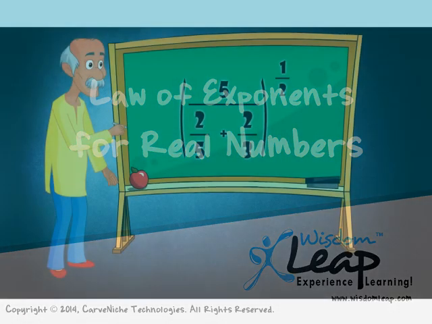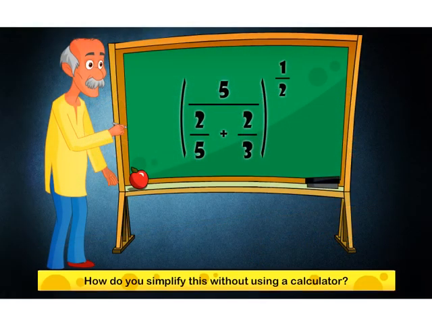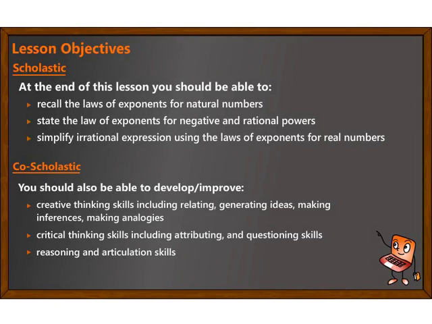Here is a number with rational powers. How do you simplify this without using a calculator? At the end of the lesson, you should be able to recall the laws of exponents for natural numbers, state the law of exponents for negative and rational powers, and simplify irrational expressions using the laws of exponents for real numbers.